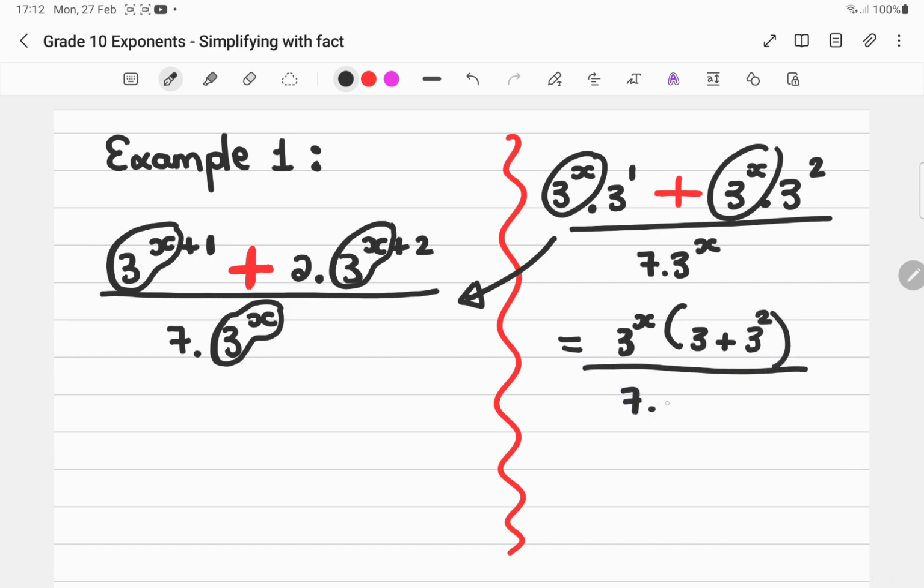All over 7 times 3 to the power x. Now at the bottom, I don't have to do anything because it's already one term. Now I can go and divide out. And then I've got 3 squared, which is 3 times 3 is 9. And I left the 2 here.